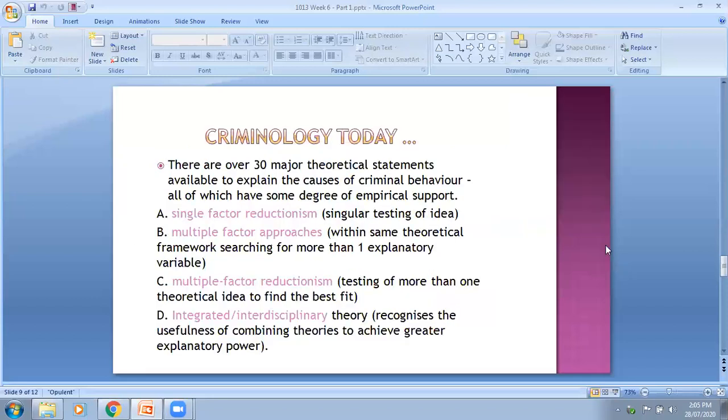Today, there are over 30 major theoretical statements available. You don't need to know these, they're not going to ever be on the exam, but it's just to get you used to the fact that there are different ways that research is done, and it's done over and over and over so that it can be seen to be good empirical support for a theory. So single factor reductionism, which is the singular testing of an idea, multiple factor approaches, multiple factor reductionism, and integrated or interdisciplinary theory. Okay, just read over those. This isn't on the exam. It's just a different way of explaining how data is gathered and analysed to support theory.